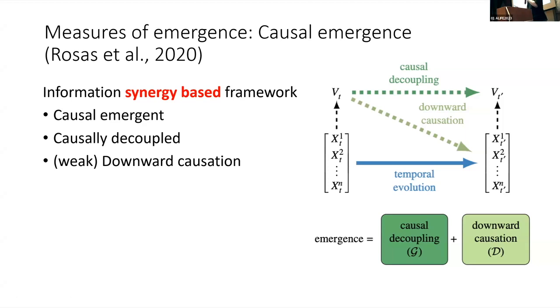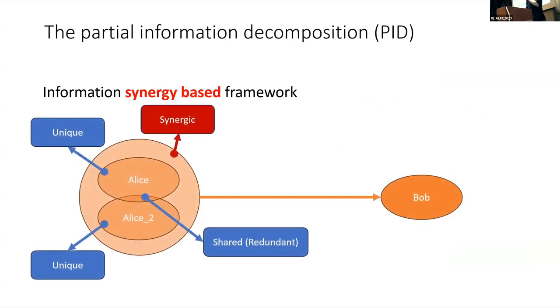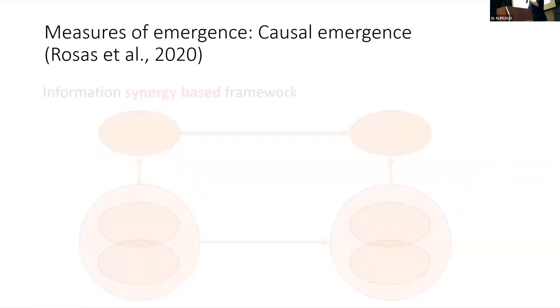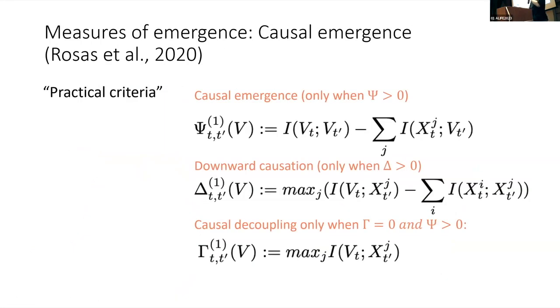Downward causation here is a weak version, so it's not real downward causation, but it means if we have a partial observation of the system, we can only see some individuals, and the prediction from the individual to other individuals is weaker than from the macro variable. Why synergy-based is important: information synergy you can consider as the information from the joint interaction between elements, so it's pure synergy-based. From this framework, we can quantify the emergence across levels, and they also propose a practical criterion, so we can measure it as a sufficient condition to say whether this system has causal emergence, downward causation, or causal decoupling.